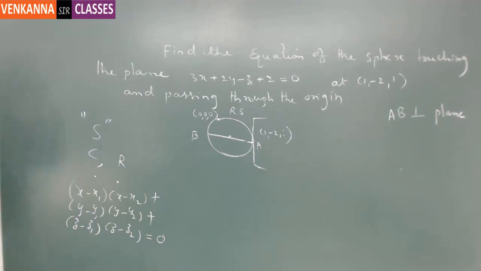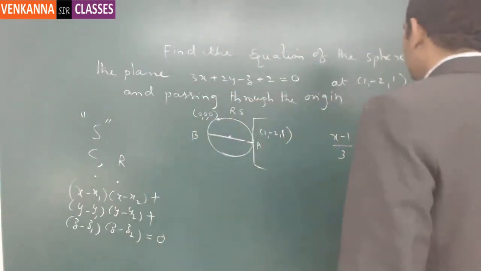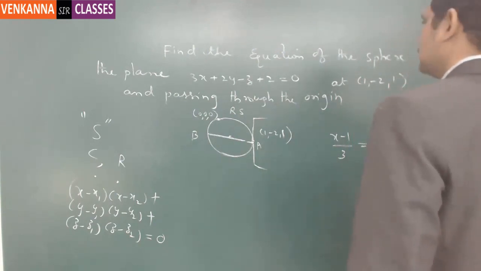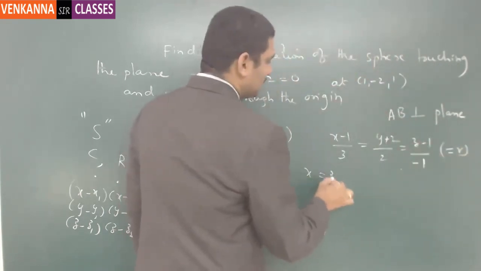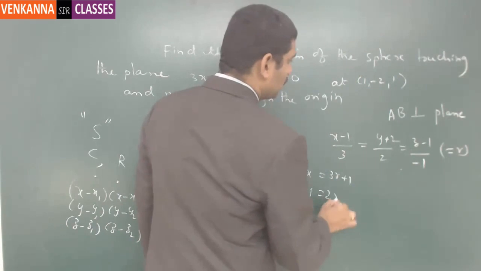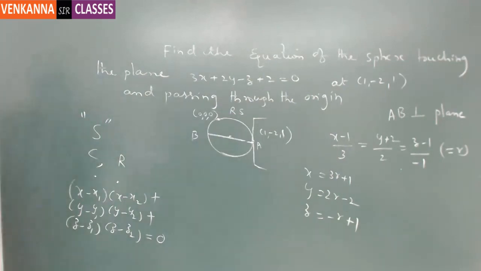So what happens? AB acts as normal to the plane, hence I can write the equation of the normal. So that you have (x minus 1) by 3 is equal to (y plus 2) by 2 is equal to (z minus 1) by minus 1. Taking the parametric form, you have x is equal to 3r plus 1, y is equal to 2r minus 2, and z is equal to minus r plus 1. Please check that. Accepted?